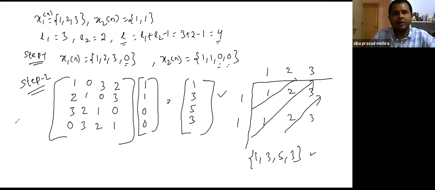Again, I'm repeating for the last time. What to do for linear convolution using circular convolution? First, make the length of both sequences x1 and x2 equal to the length of the linear convolution. Here the length of linear convolution is 4, so I made the length of sequences x1 and x2 equal to 4 by appending the required number of zeros. After that, just perform circular convolution between the two sequences. This is the step for linear convolution using circular convolution.